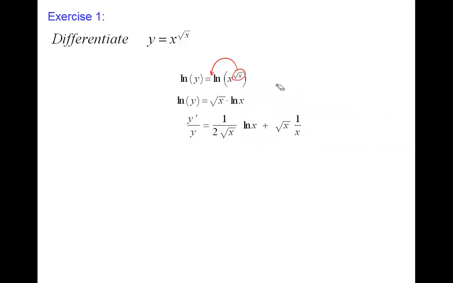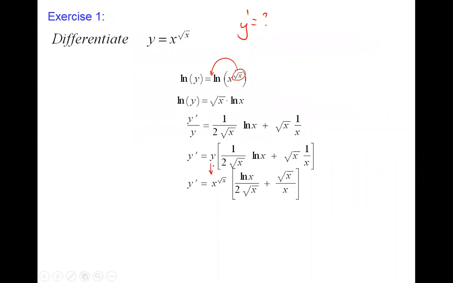Let's multiply both sides by y because we have to isolate y prime on the left-hand side. That's what we're looking for: y prime, the derivative of the original function. Instead of y, I can substitute back the original function, x to the root x. And we may get a common denominator in this bracket, just to simplify. Actually, I did simplify first.